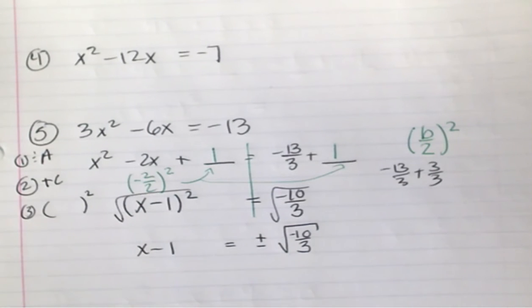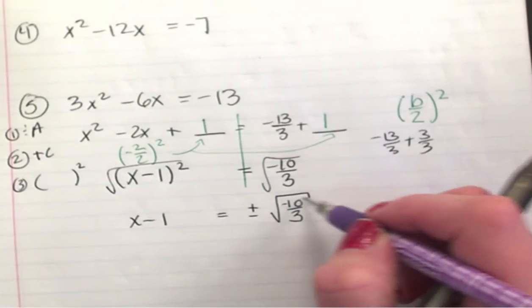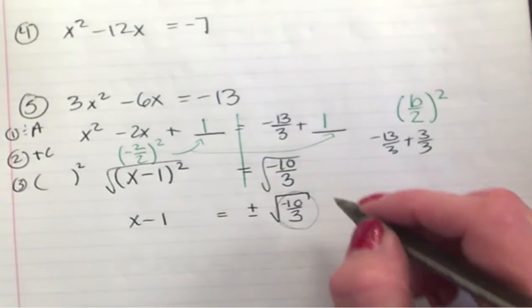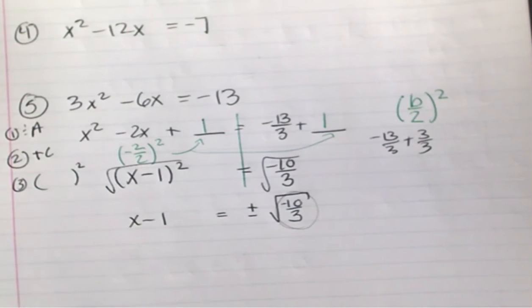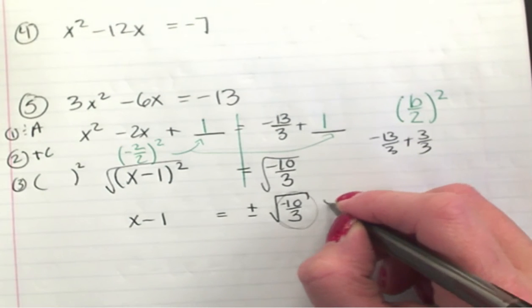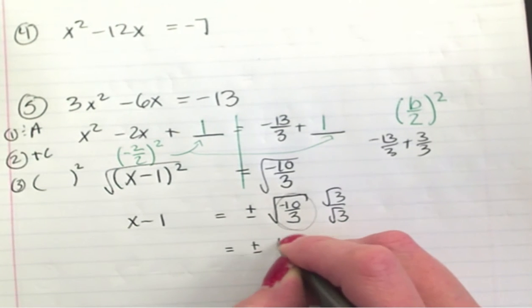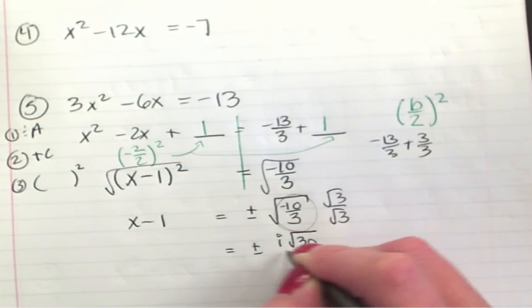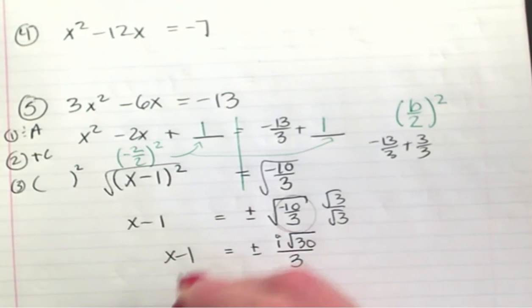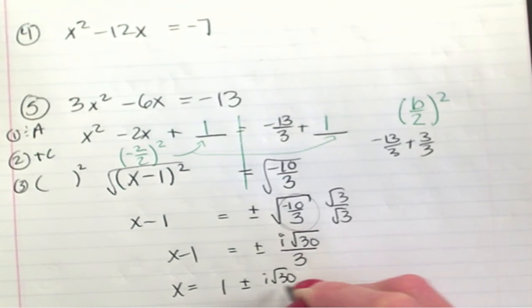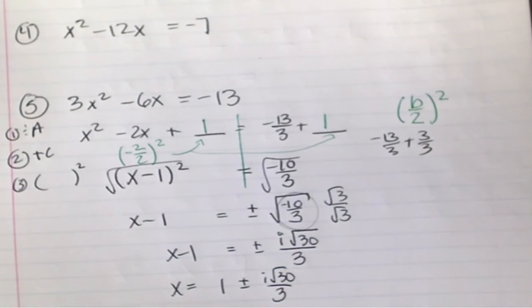Okay, so now I'm looking at this, and I'm like, that's not how I want to leave my radical. Okay, so I'm going to multiply by root 3 over root 3. Okay, there you go.